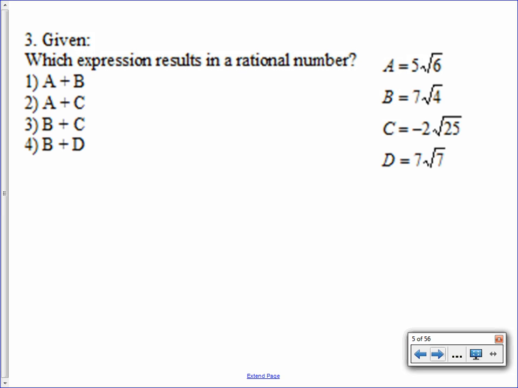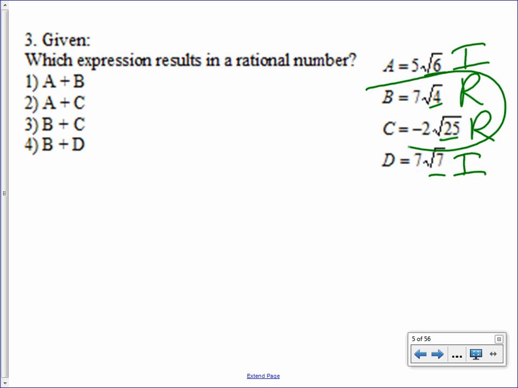With radicals, perfect squares are rational. Non-perfect squares are irrational. Perfect square, rational. Non-perfect square, irrational. When we're adding values, for it to be a rational answer, they have to only be rational numbers. B and C are rational, therefore B plus C is rational.